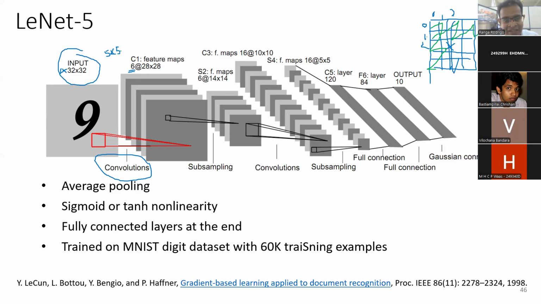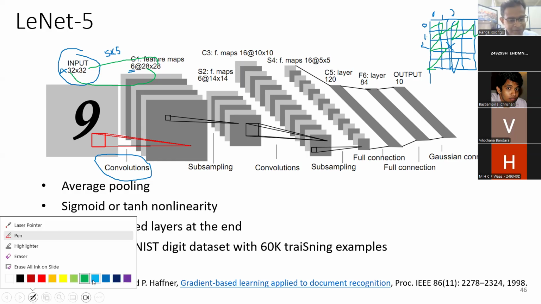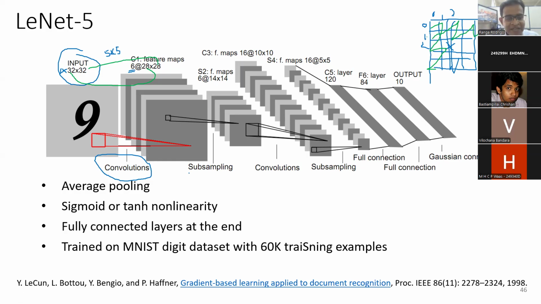That's why the size is reduced to 28 by 28. So we know that a 5 by 5 convolutional kernel has run. Then they have the subsampling. We call it max pooling, but in this one they used average pooling. So we will implement the original network with average pooling, not max pooling.